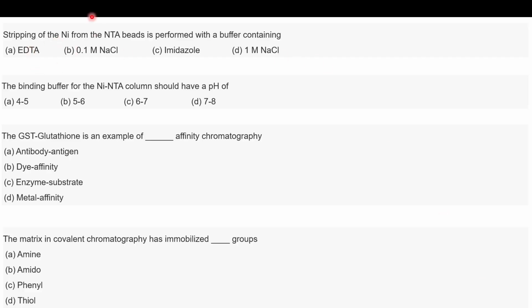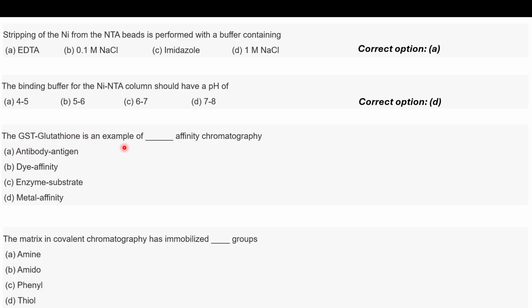Next, stripping of nickel ions from the NTA beads is performed with a buffer containing something which will chelate out the nickel ions or divalent cations, which is EDTA. Option A. The binding buffer for the Ni-NTA column should have a pH of 7 to 8.